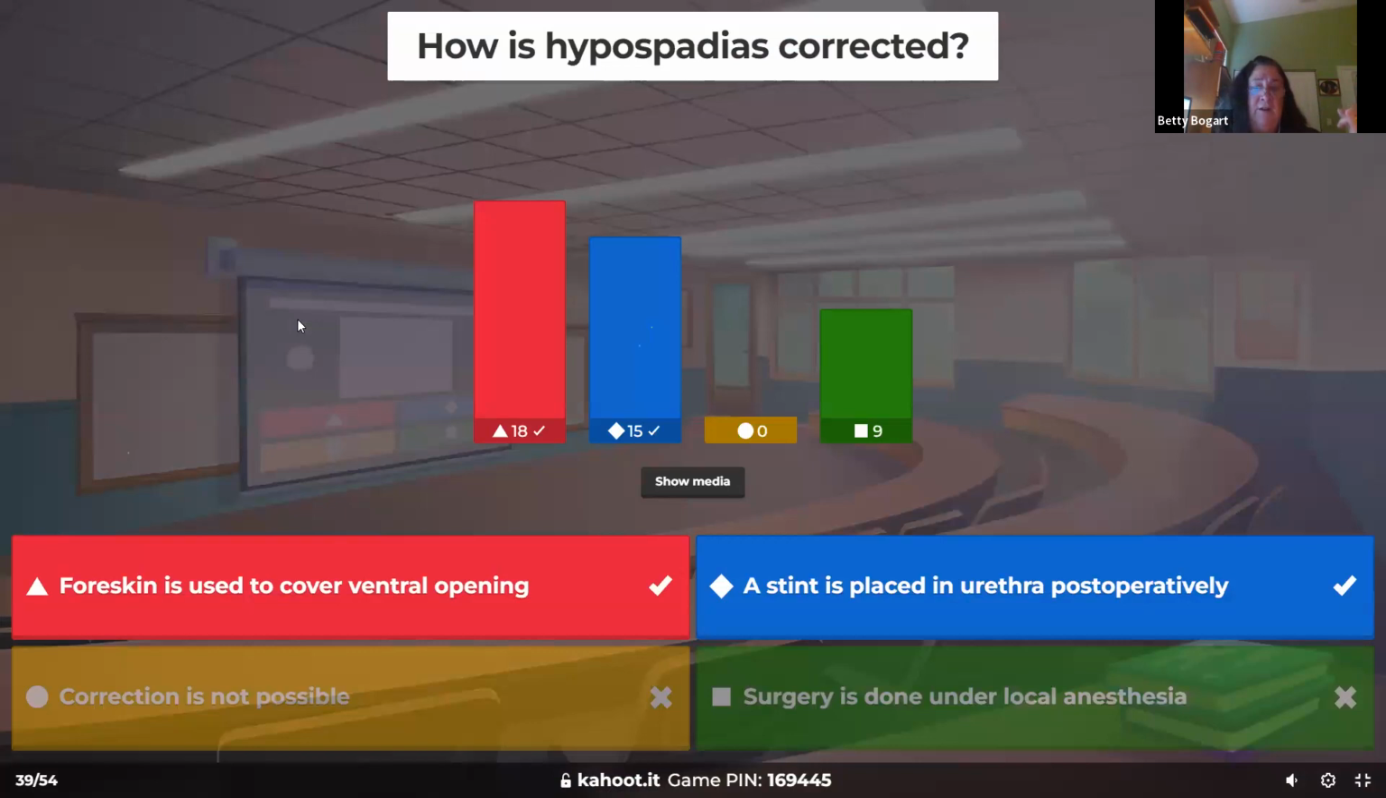The foreskin is used, a stent is placed, and once you see those pictures on the study guide, you'll understand it is general anesthesia. They cut the penis down, lay it open, okay? That's how severe this is, so it's general anesthesia.